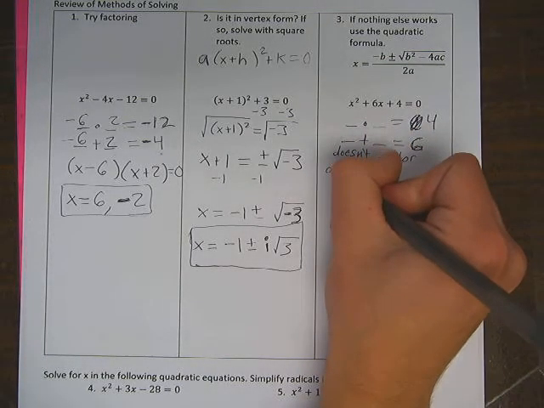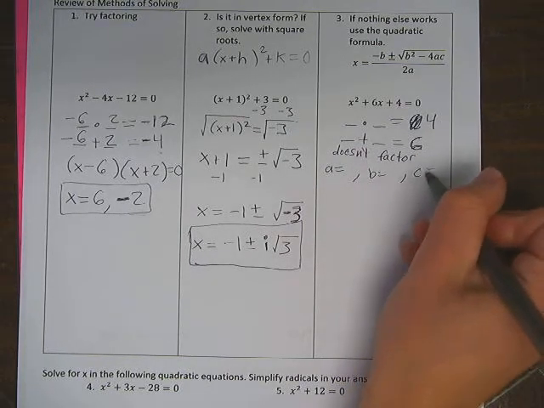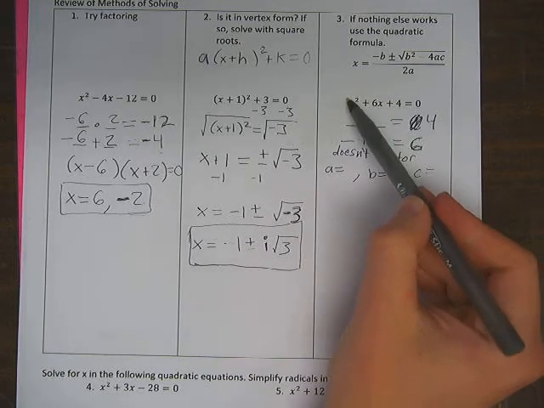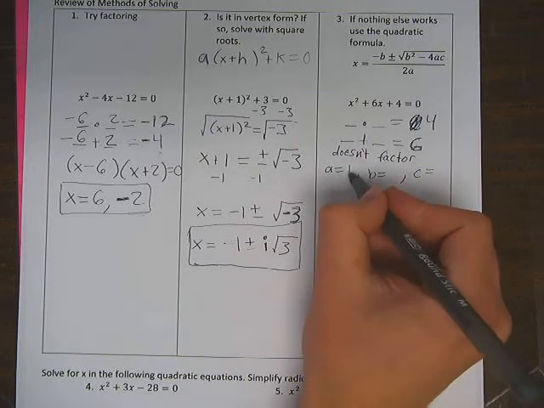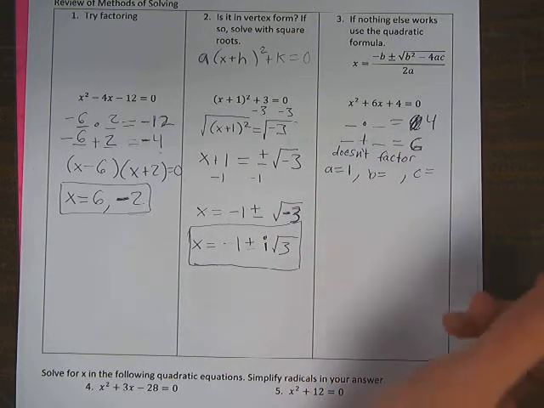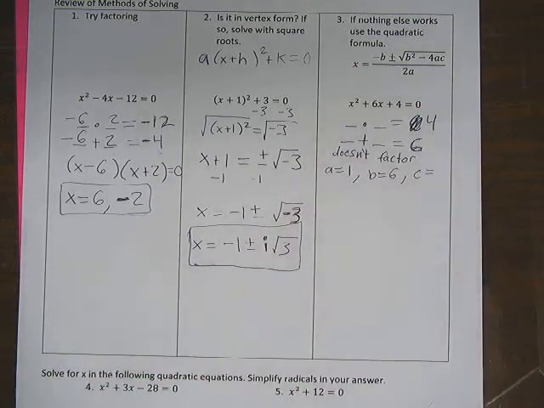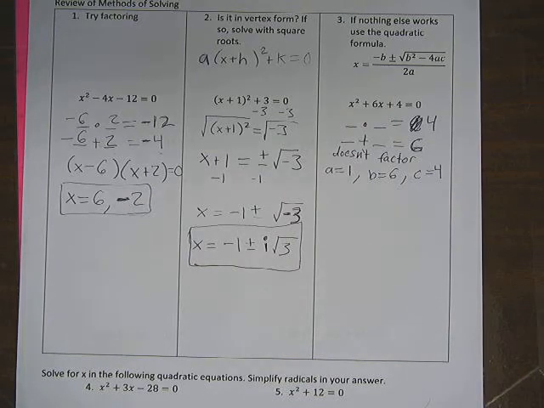So let's go through how we would use the quadratic formula. Well, we need to find A, B, and C. Hopefully you remember doing this before. This is our quadratic formula up here. So what is A in this case? It's the number in front of the square. So what's in front of the x squared? It is 1, right? There's 1 x squared there. Okay. And then what's the number in front of the x? It's 6. And then what's the number just on its lonesome out here? That would be a 4. So we got A equals 1, B equals 6, C equals 4.